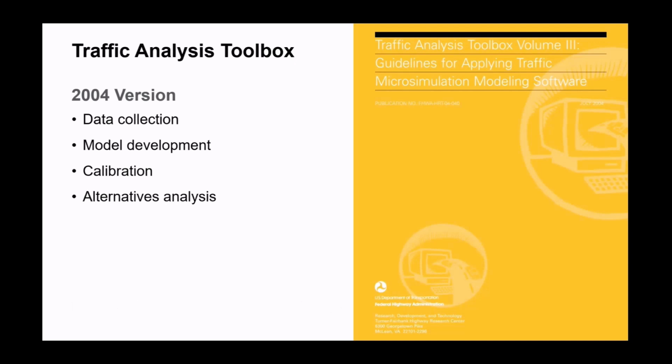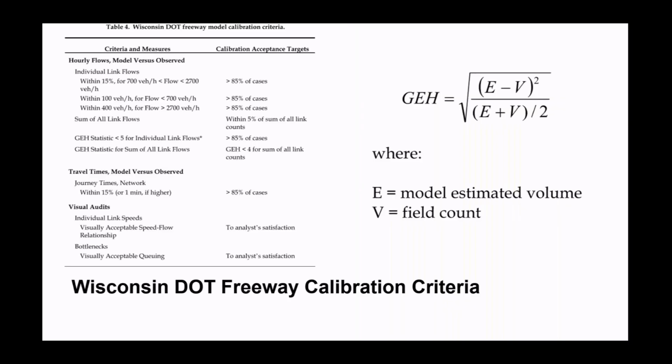So the 2004 version, the main topics: data collection, model development, calibration, validation, alternatives analysis. Not much to say, since it is out of date at this point. But just one point of comparison for later, I wanted to point out the Wisconsin DOT freeway calibration criteria, which was provided as an example. This might have been where we first were introduced to the GEH statistic. I know we, without any other agency guidance, really used this since it was the only guidance we had at the time.